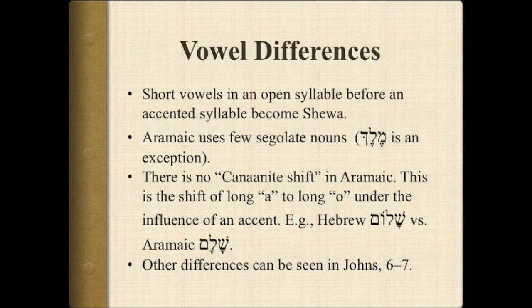Now, the Canaanite shift, if you didn't learn about it in Hebrew, is where an original long A in the Canaanite languages shifted to a long O sound when it was accented. So, for example, you have Hebrew shalom, whereas in Aramaic it is shalam. And we will see other examples in a moment. Other vowel differences can be seen in John's pages 6 and 7.